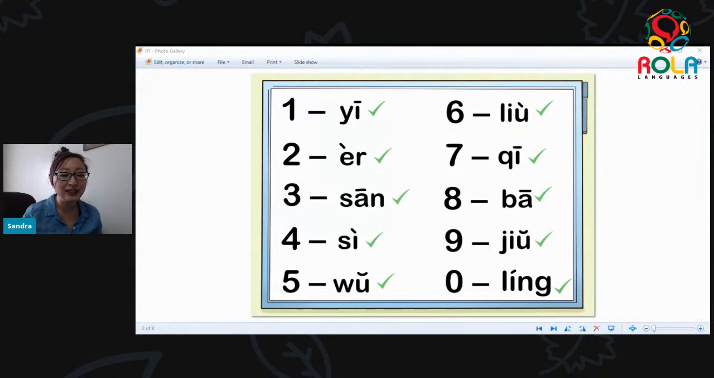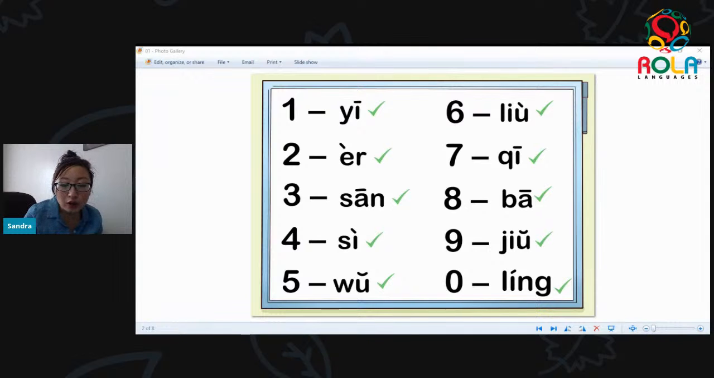Next up, we have san, and after san, si. After si, we have wu, and after that we have liu, and we have qi. Next up, we have ba. Next up, we have jiu. Okay, over here after jiu, I put zero, the number zero. For number zero, we call it ling, and it will actually come in useful when you start to count bigger numbers. We'll see this very soon.